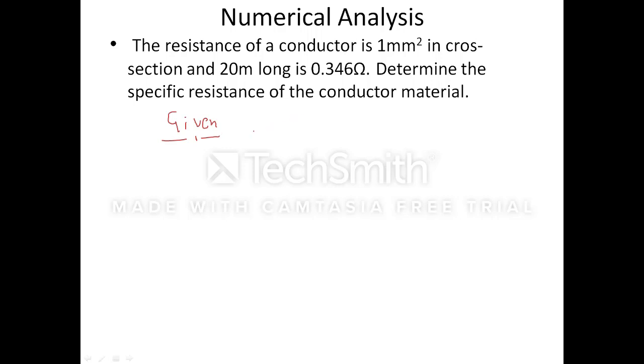Here area of cross section is given by 1 millimeter square, which is equal to 10 raised to power minus 6 meter square, since 1 millimeter equal to 10 raised to power minus 3 meter. Next thing which we have been given is length, that is 20 meter long.